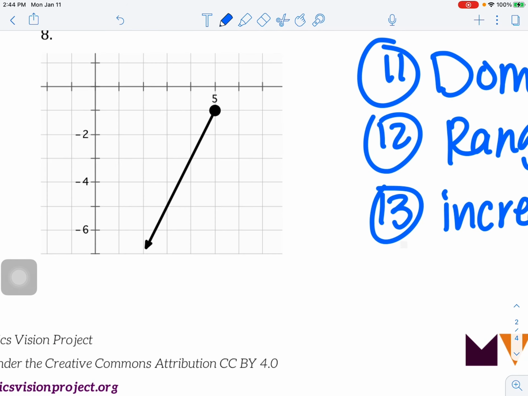And then just a little heads up, anytime they give you an arrow, it's going to be infinity. And infinity always gets a parenthesis because infinity isn't actually a number, it's just a concept. And so we're going to put a parenthesis there because we're not going to stop at any number, because the line goes on and on forever.